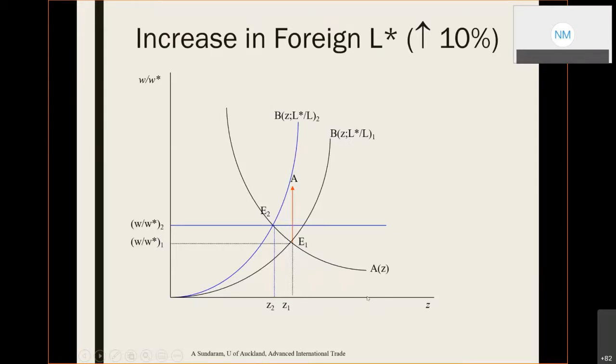So what happened when there was population growth in China? Essentially, Indian imports went up, right? So more is now being imported by India from China because China is now a larger country. It has a larger labor force. Now, here's the question. Why is this a good thing for India, do you think? Should India be worried about this?